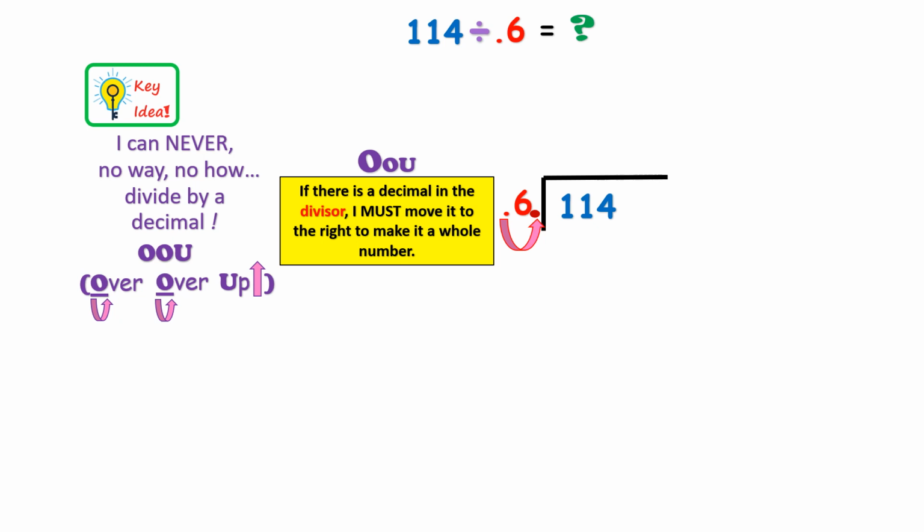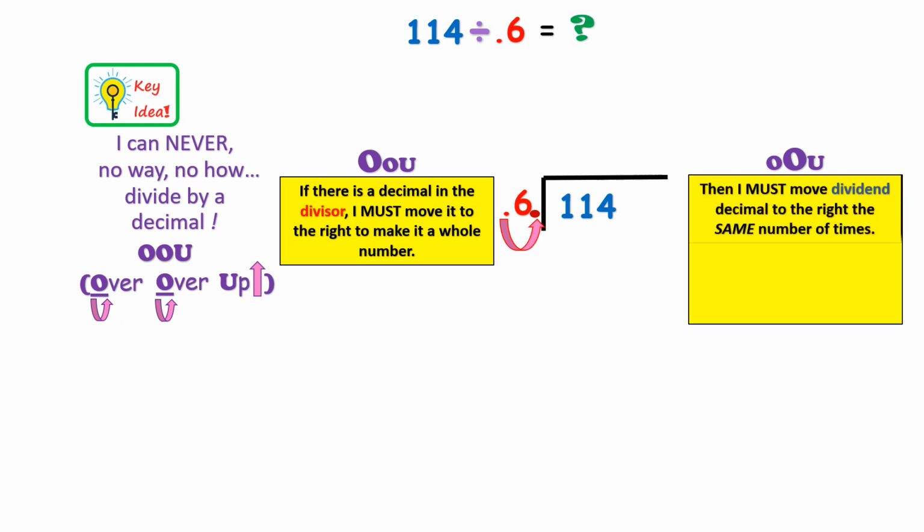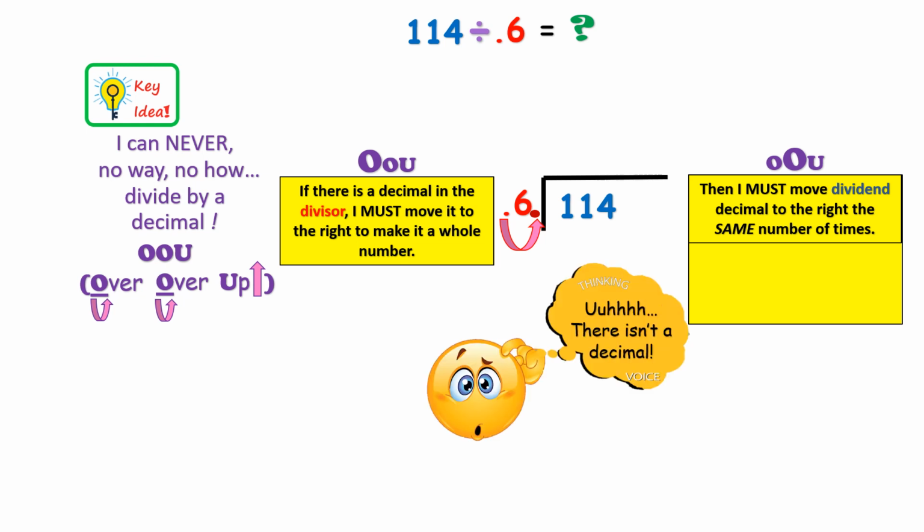Now, don't make the same mistake that many sixth graders do at the beginning of the year. They put the decimal in front of the 114 and they move it to the right and they end up with 1.14. No way, no how. Decimals always go at the end of whole numbers. And since there isn't one, I have to add one. Because if I go over on the outside, I know I have to go over on the inside. So where my dividend is, if there isn't a decimal, then I have to add a decimal, right?